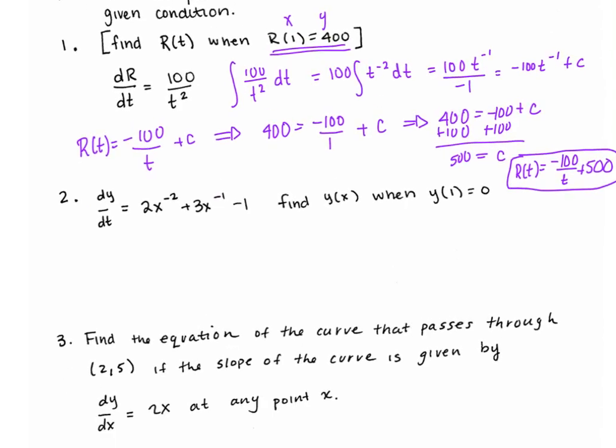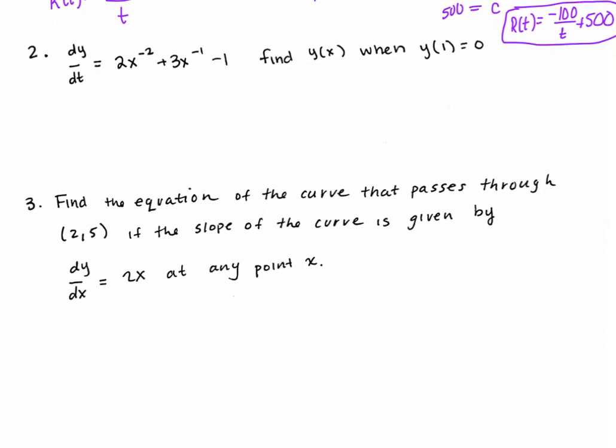Let's do another one. It says find y of x when y of 1 equals 0. So it gives me an initial condition. And I'm going to take the integral first: 2x to the negative 2 plus 3x to the negative 1 minus 1 dx. I can split this up and bring out the constants. Now I'm going to write this as 1 over x, and you'll see why in a second.